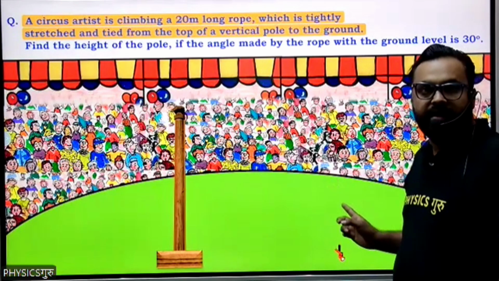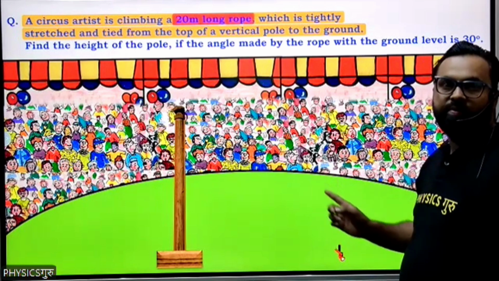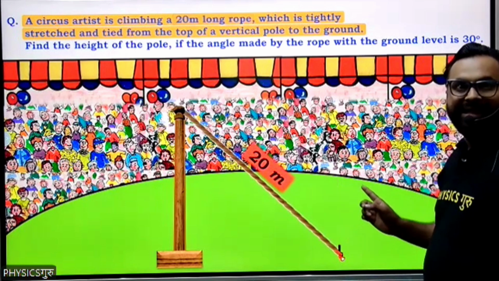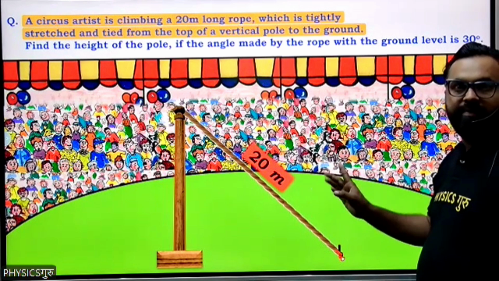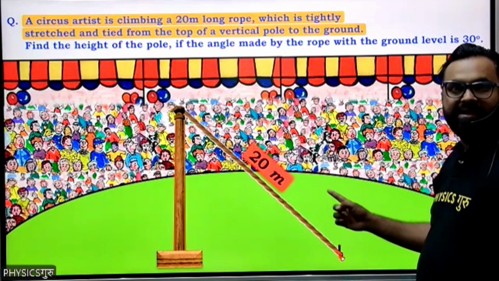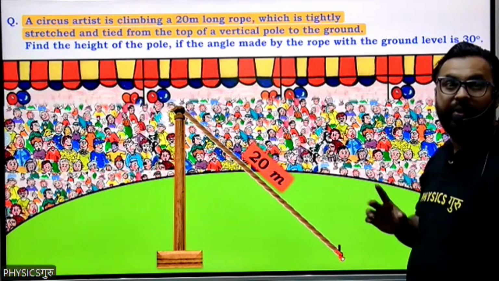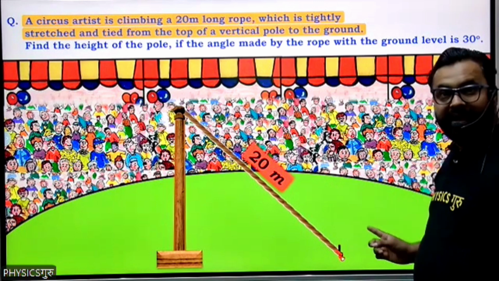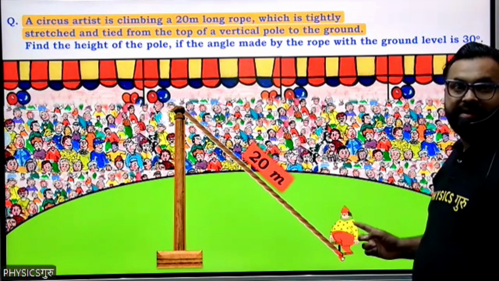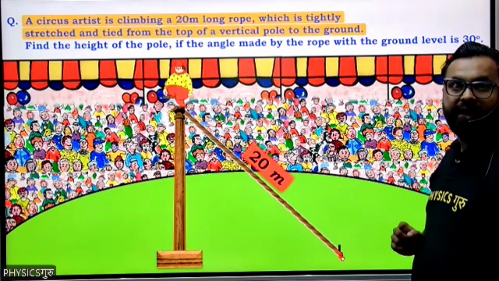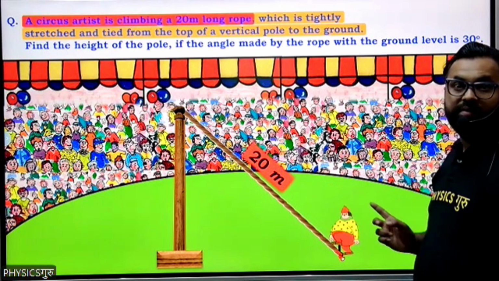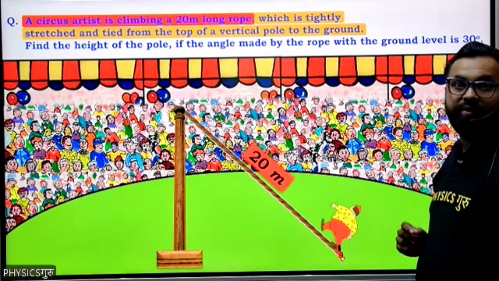and a circus artist is climbing a 20-meter long rope, which is tightly stretched and tied from the top of a vertical pole to the ground. So this length is given. Length is given how much? 20 meters. Angle is given, 30 degrees. And they ask you to find the height of the pole, right?